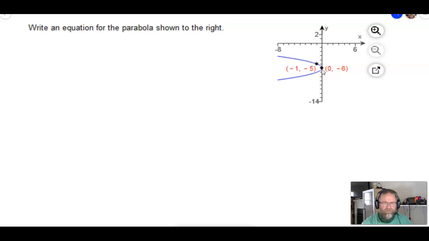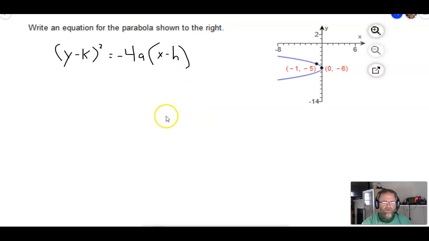So this is a left opening parabola. The formula for a left opening parabola is the second one there, and it is (y minus k) quantity squared is equal to negative 4a times (x minus h). And that's the formula right there.